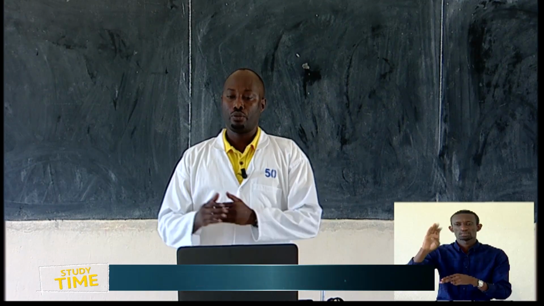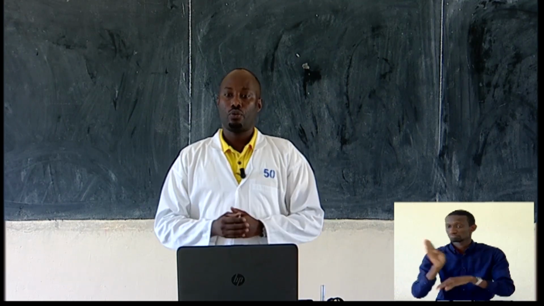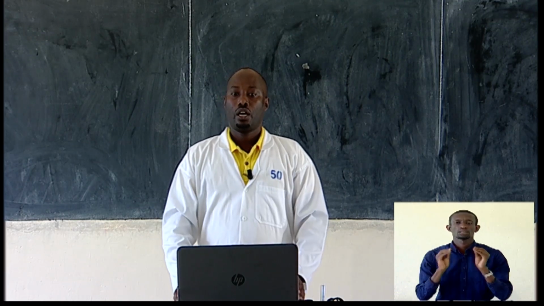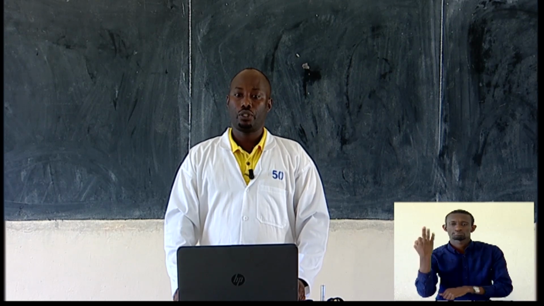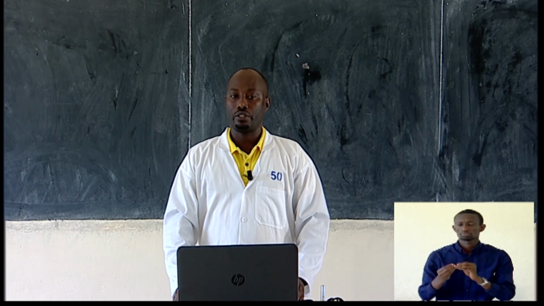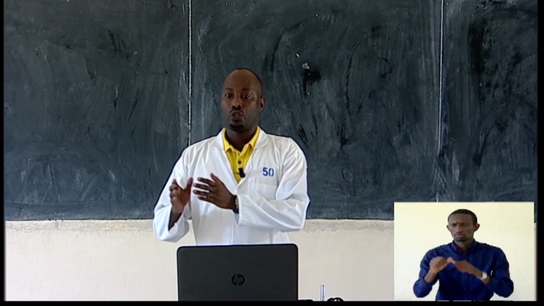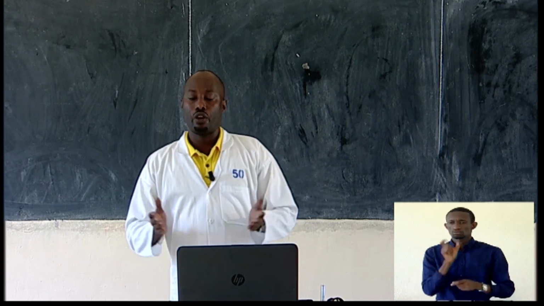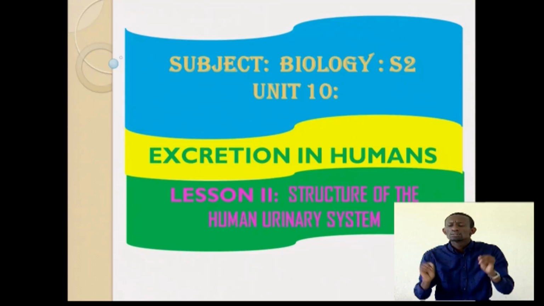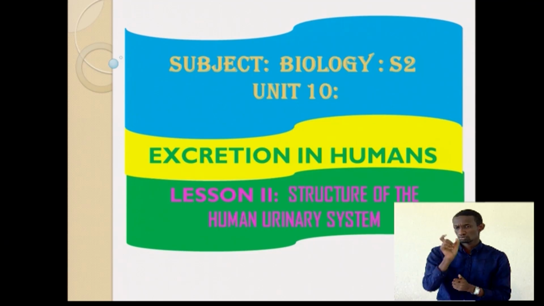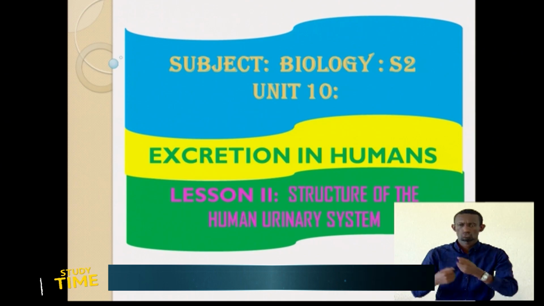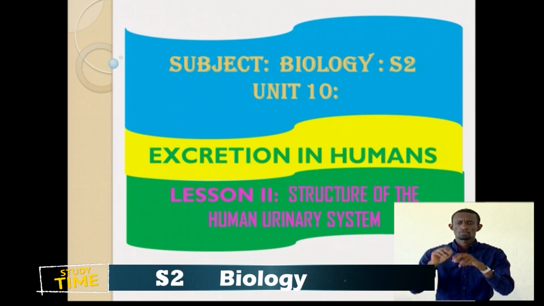And the biology of today is for senior 2, unit 10, which is about excretion in humans. In lesson 2, we're going to talk about the structure of the human urinary system. We're going to talk about its functions. And we're going to have a home assignment or homework.